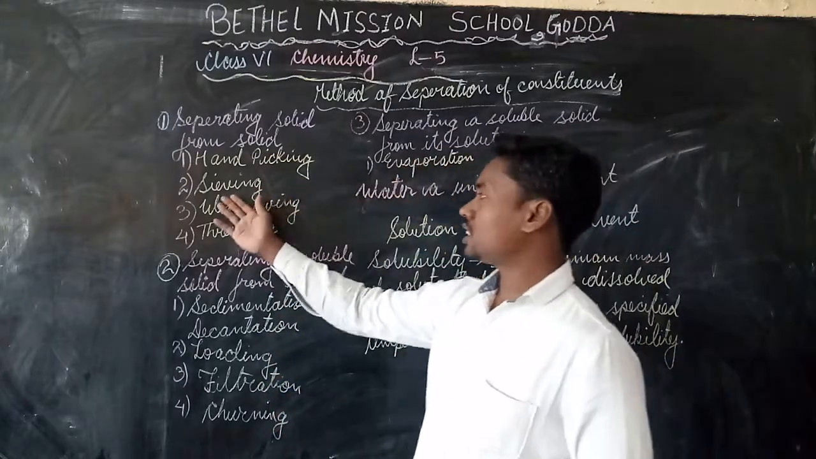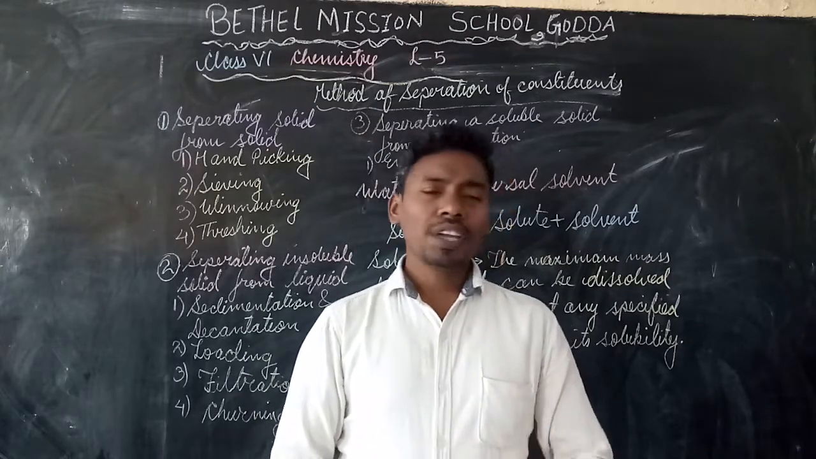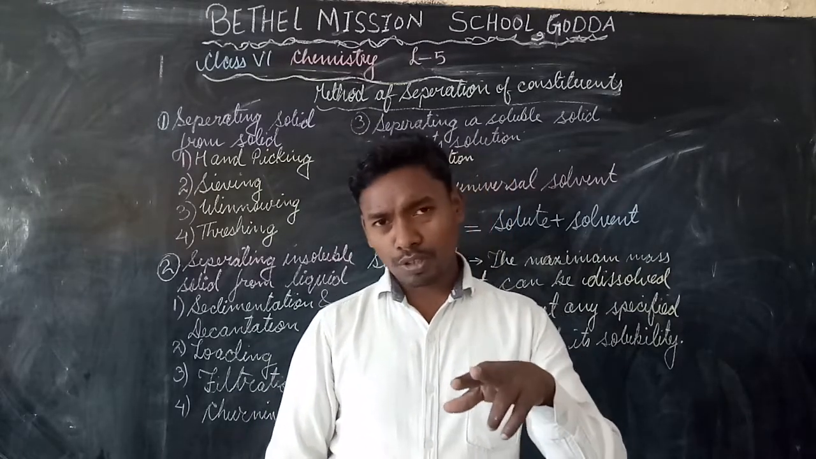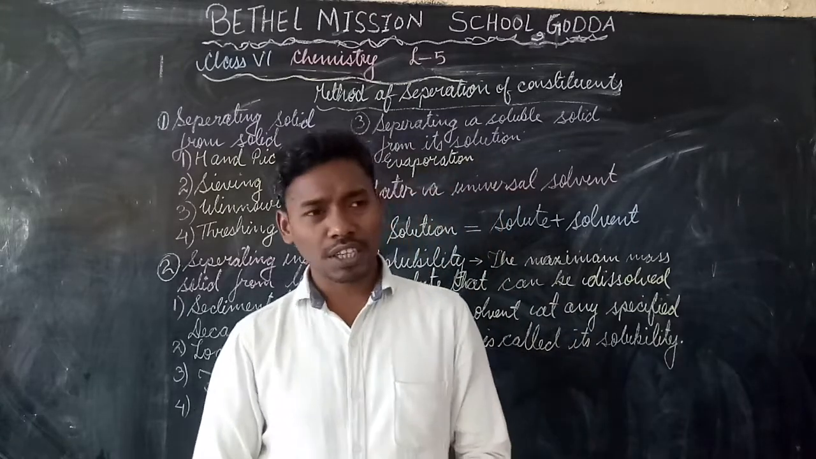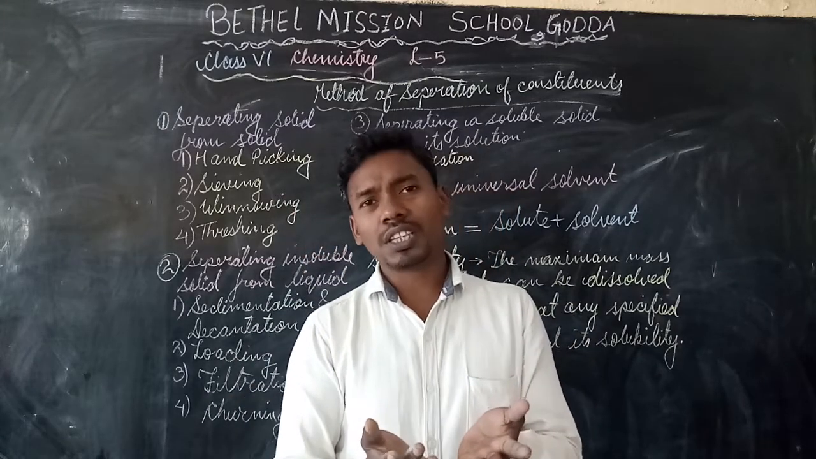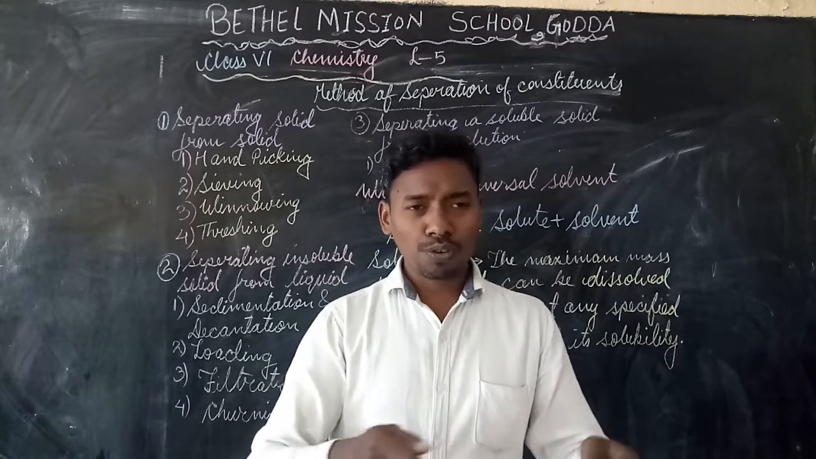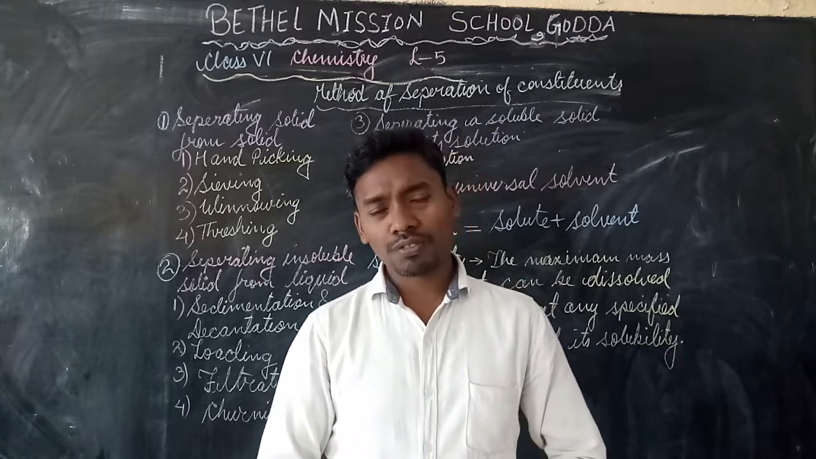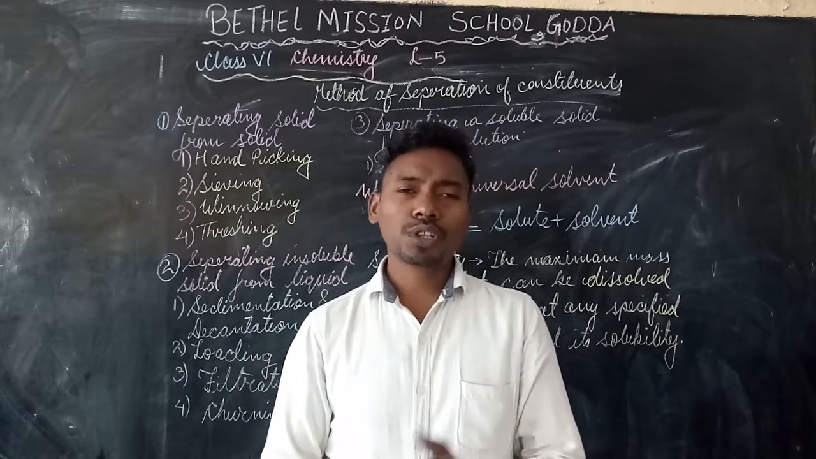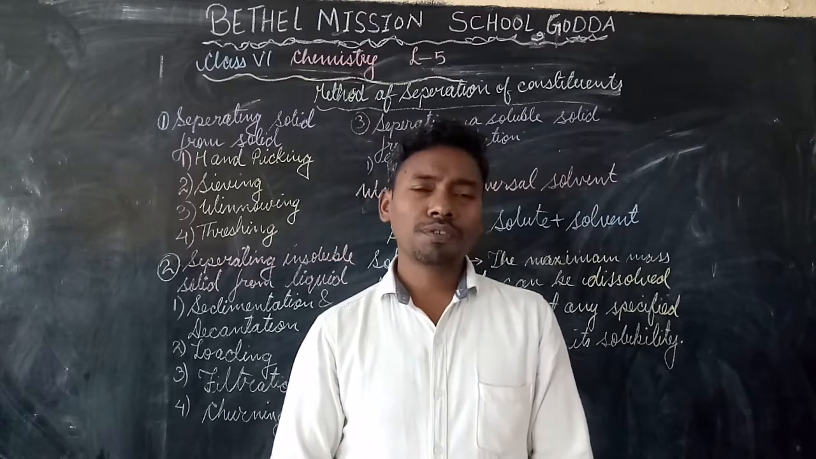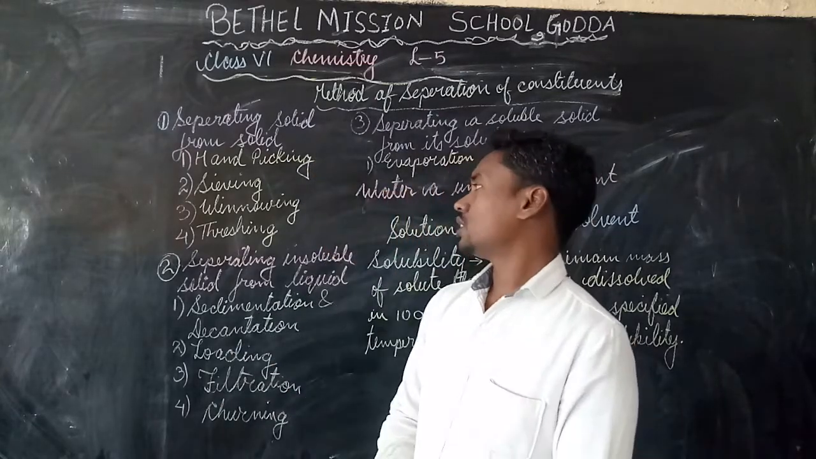And the second process is sieving. In sieving we separate two types of solids, one which is very small in size and the one which is greater in size. So sieve in Hindi you can say as chalni. Chalni you might have seen, you sieve the flour. So sieving is a process of separating mixtures which are different in size, especially when one of them is very, very small in size. So this is your sieving.